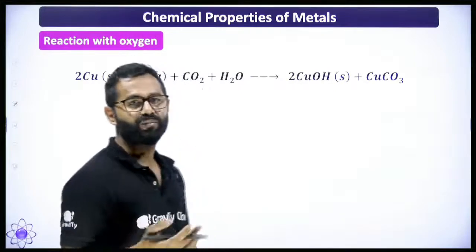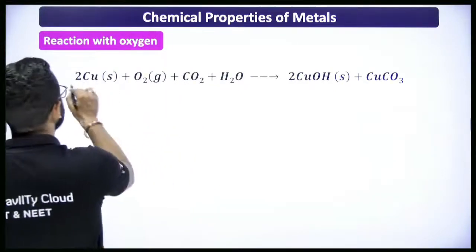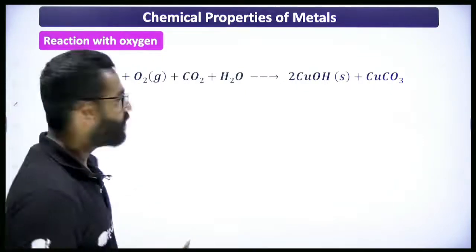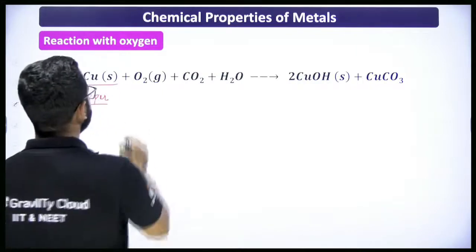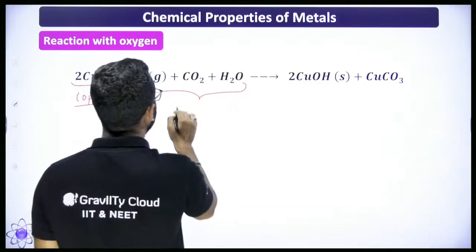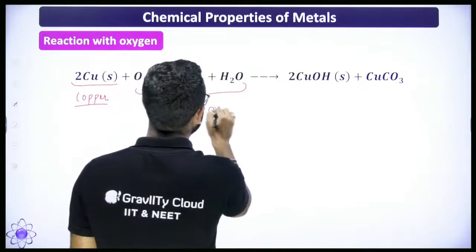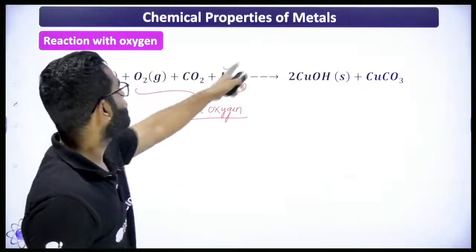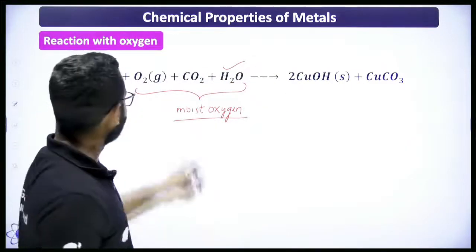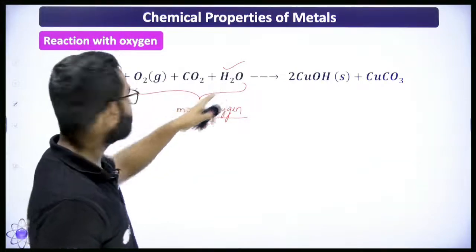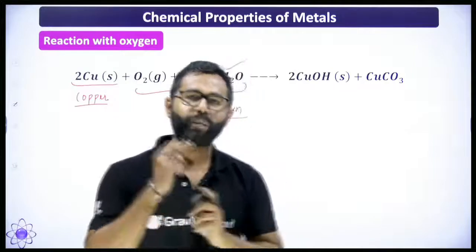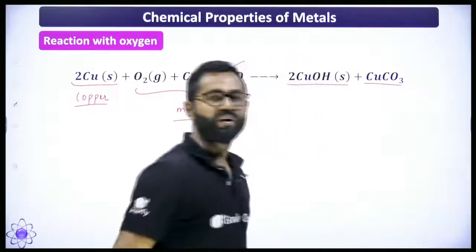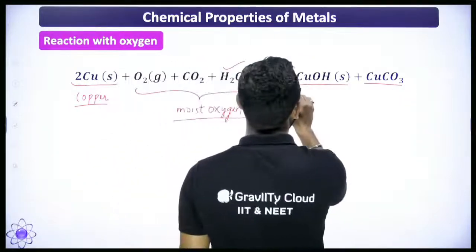Let's consider another reaction of metal with oxygen. Suppose we have copper. I heat copper, or I can say I react the copper in the presence of moist oxygen. Moist oxygen means oxygen which contains moisture. When copper reacts with moist oxygen, it forms two compounds, copper hydroxide and copper carbonate. This is copper hydroxide.